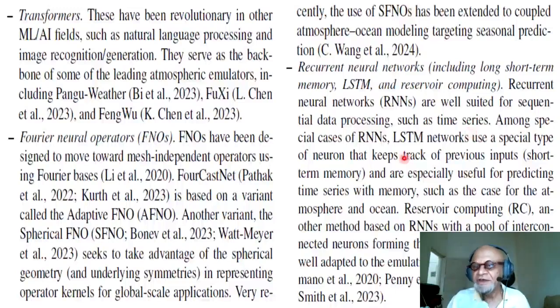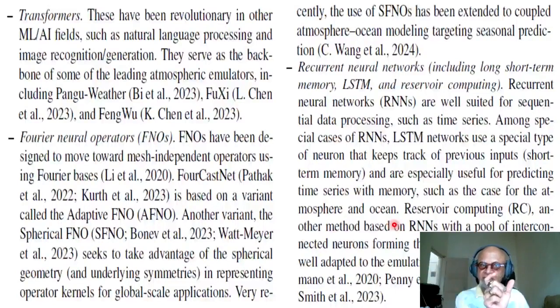Okay, so recurrent neural networks, RNNs, are well suited for sequential data processing such as time series. Among special cases of RNNs, LSTM, long short-term memory networks, use a special type of neuron that keeps track of previous inputs, so short-term memory, and are especially useful for predicting time series with memory, such as the case for the atmosphere and ocean. So when you do image recognition or speech recognition, memory may not be a big issue unless you are doing a video analysis to forecast.